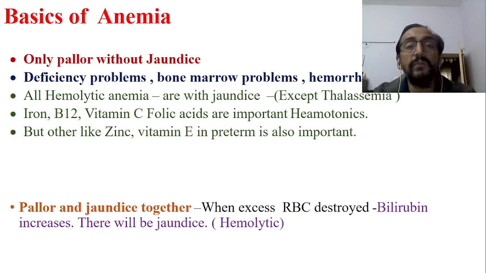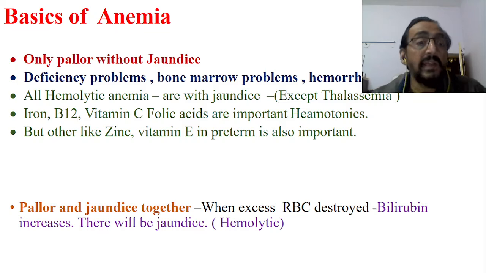Jaundice will be there only when there is excessive destruction of the RBCs. In all these three conditions, there is no destruction of the RBCs. In all the hemolytic anemias, like autoimmune hemolytic anemias and congenital hemolytic anemias, there will be jaundice. One of the exceptions is thalassemia.